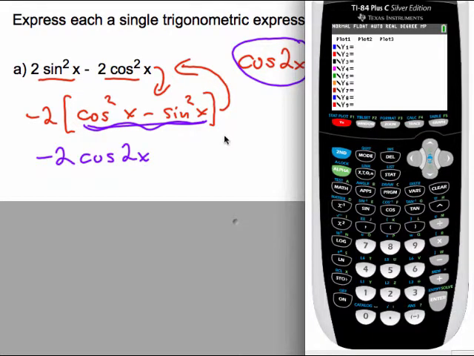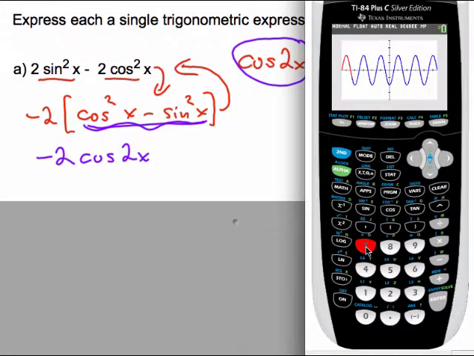Now let me just remind you, you can always use your calculator to get an idea as to whether you're right or not. So you could enter your original expression graphically, if we wanted to verify graphically. 2 sine squared of the angle minus 2 cos squared of the angle, is that the same graph as negative 2 cos of double the angle? That's graph 7, which is trig. And we do.